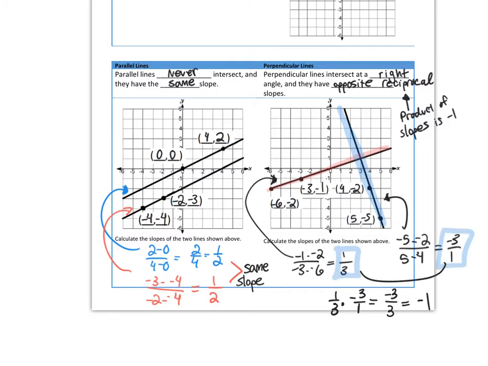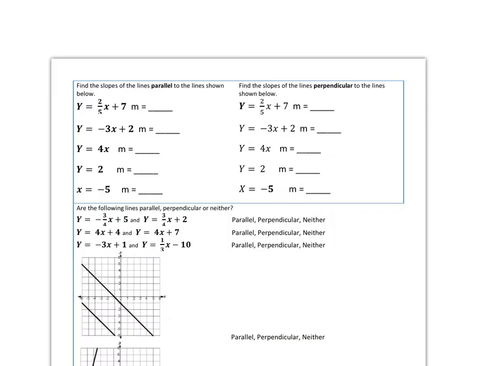That's what makes them opposite reciprocals. The opposite part refers to one being positive and the other being negative. The reciprocal part means that if you were to flip them upside down, one would turn into the other. So 1 over 3, flip it, becomes 3 over 1. So now you know how to recognize parallel and perpendicular lines. Let's use that knowledge to find the slopes of these lines.